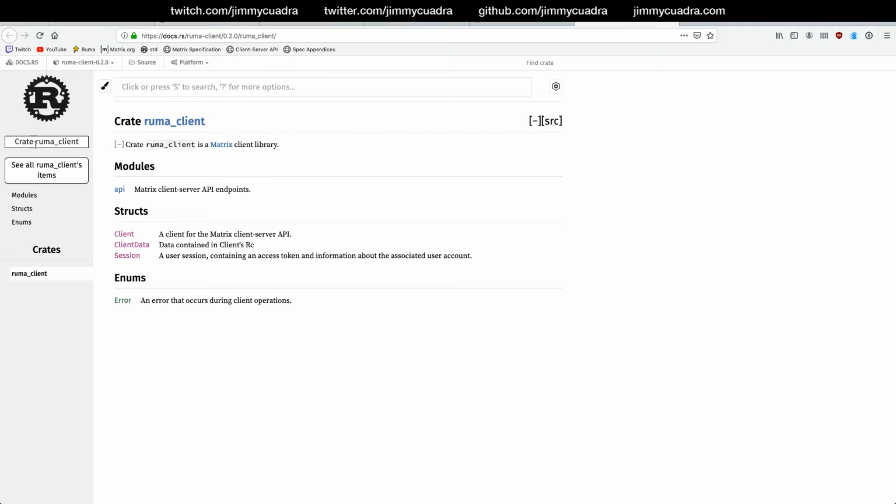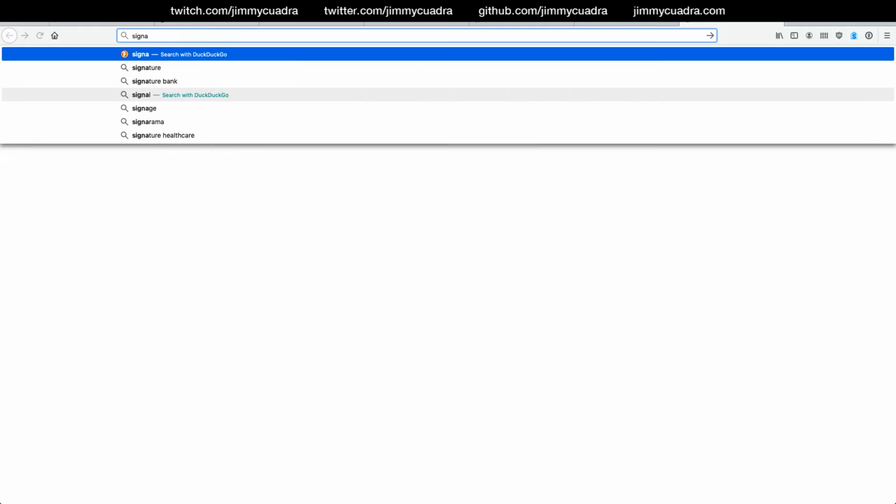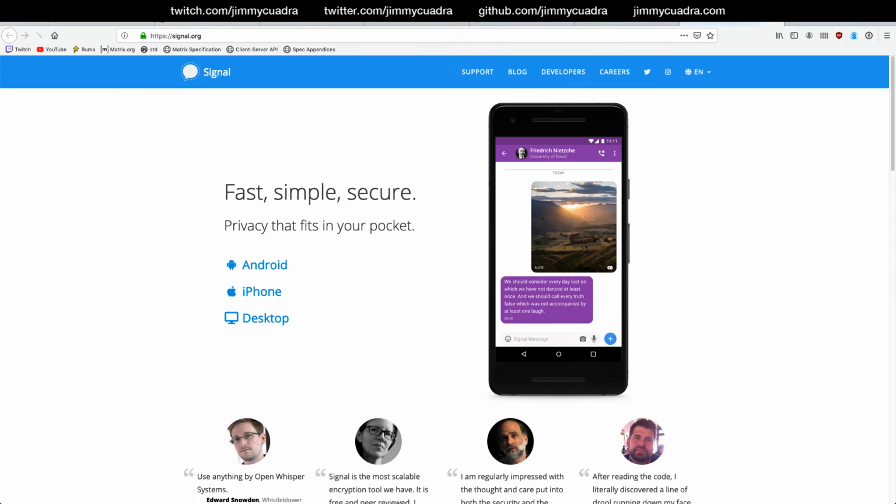Matrix does support end-to-end encryption. It's had a security audit. As far as I know, it's pretty well received by the security and cryptography communities. So it's a much safer bet. And of course, if you're really just talking about wanting to talk to one other person in as secure a way as possible, and not leak any metadata, really what you want to be using today is signal.org.